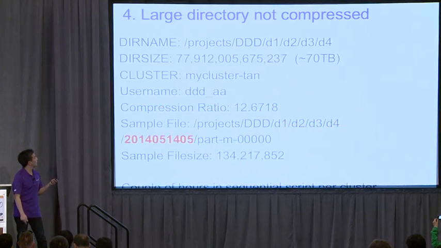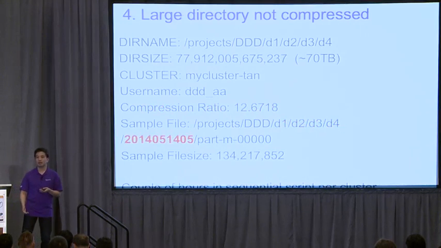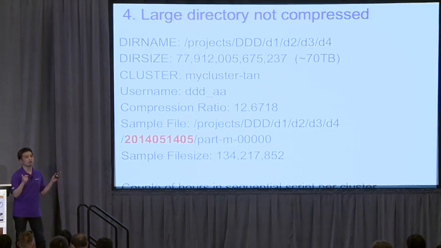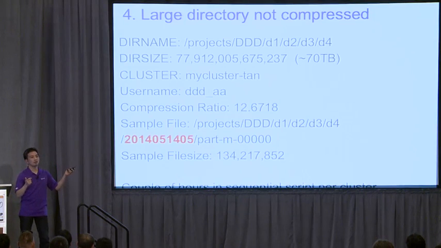With that, I get an output like this. I have the directory name, size, in this case 70 terabytes, cluster name, and username. This compression ratio is not based on compressing the 70 terabytes, but on compressing this 10 megabytes. It's not reliable at all.